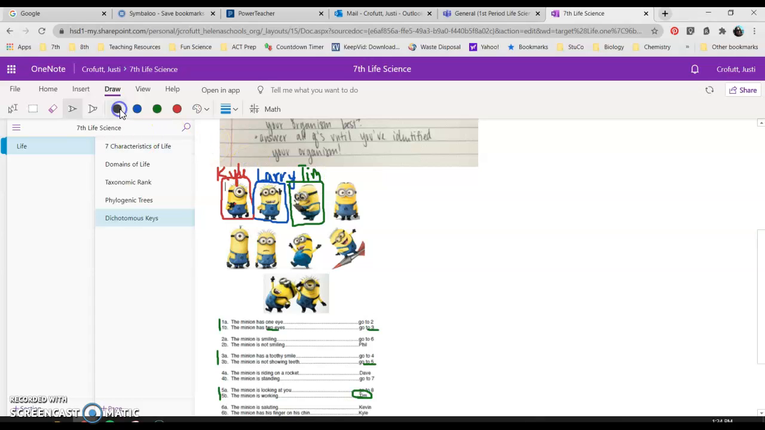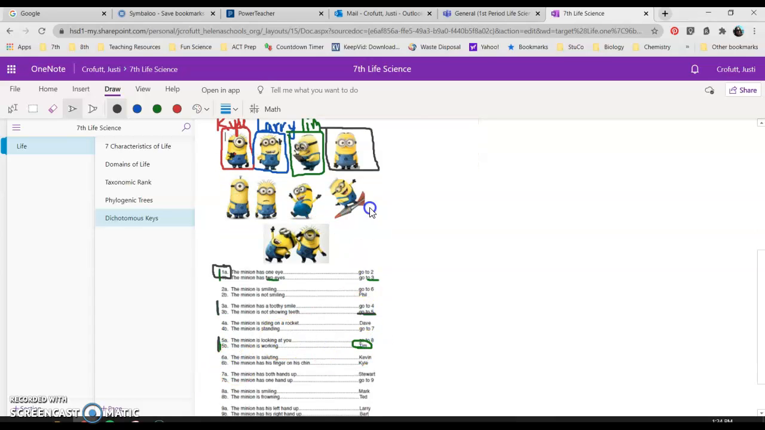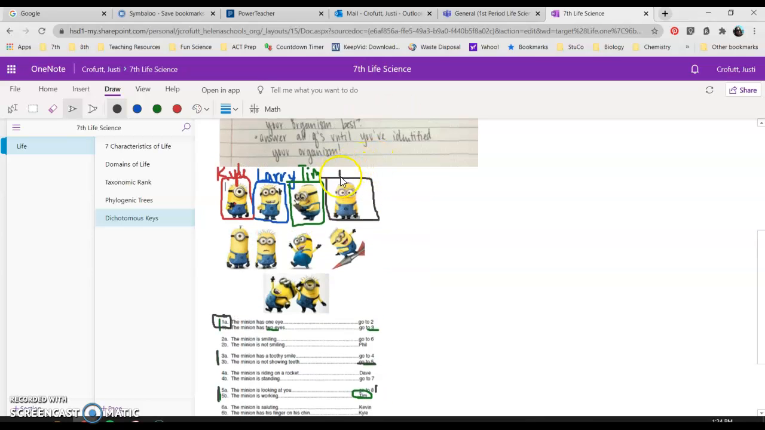For good measure, let's do one more, and then you guys will do the other 6. Again, start at question 1. The minion has 1 eye, or the minion has 2? He has 2, so we're going to go to question 3. The minion has a toothy smile, or he's not showing teeth? He's not showing teeth, so we're going to go to 5. The minion is looking at you. He's looking right into my soul, so we're going to go to question 8. The minion is smiling, or he is frowning. He's got a nice little smile. It's not a big smile, but he's smiling, so this dude is Mark.